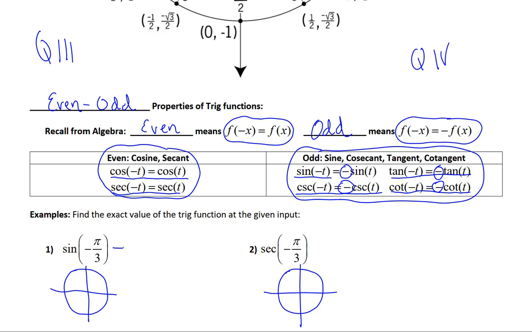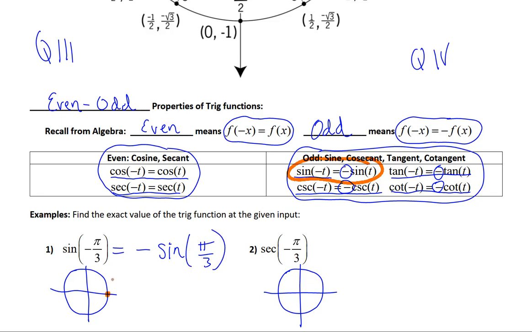However, we could also use the odd-even property here, and since sine, if you look at our list above, is an odd function, this means that the sine of a negative input, which is what we have, sine of negative pi over 3, would be equal to negative sine of positive pi over 3. And so this is just following exactly with the odd definition for sine that we already have. And the point here is that you can then find maybe a more familiar positive input, pi over 3.